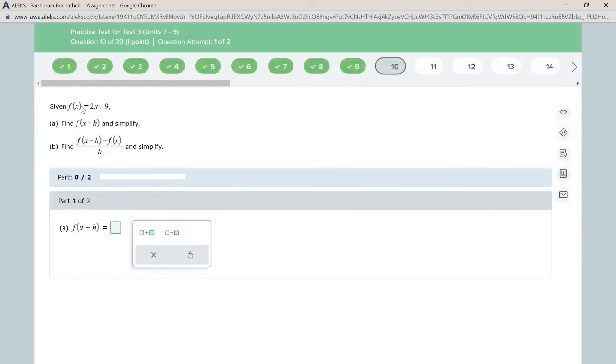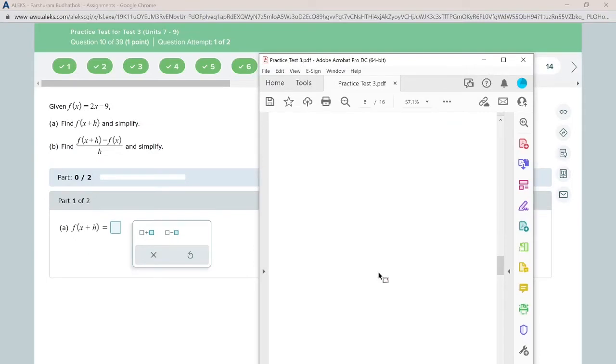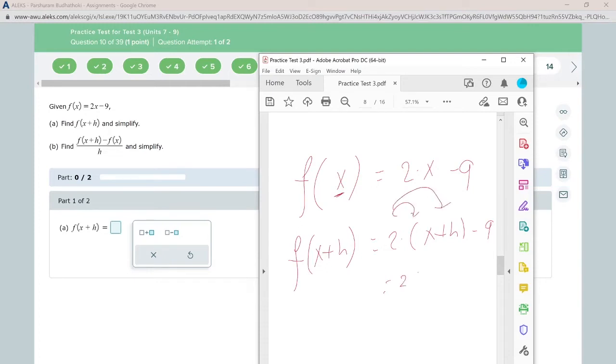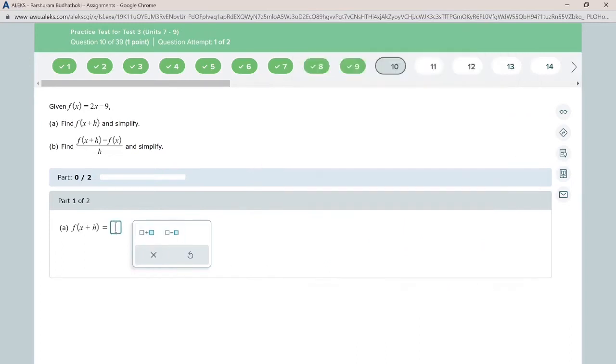So if you replace this x by x plus h here, that will give you 2 times x plus h. Here is the function and here is the x, 2 times x minus 9. You want to use x equal to x plus h, which is 2 times x plus h. If you replace this x by something on the left side, you have to do the same thing on the right side. So if you just distribute this 2, that will give you 2x plus 2h minus 9. So eventually this is the expression for f of x plus h. So that's the answer for the first part, which is 2x plus 2h minus 9.